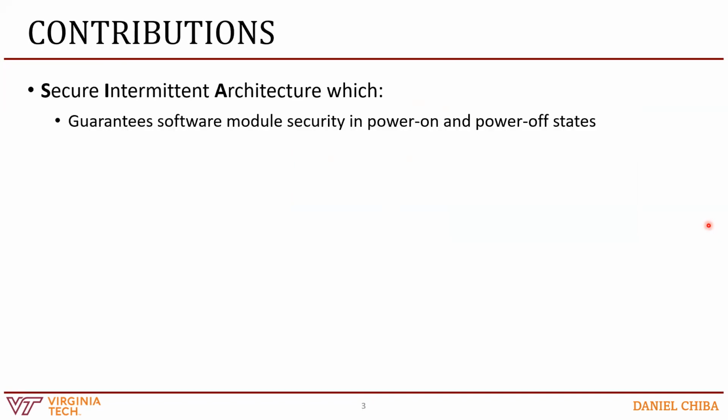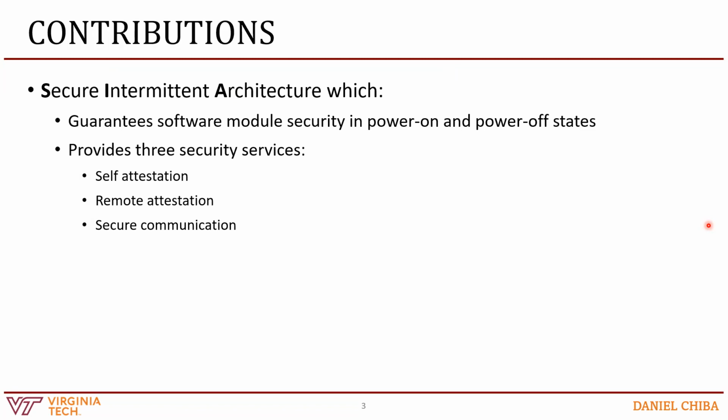So let's look at the main contributions of SIA, whose full form is Secure Intermittent Architecture. It guarantees software module security in both the power on and power off states. Additionally, it provides three security services, which is self-attestation, so that the module that's running can make sure that it hasn't been tampered with while maybe the device was powered off, or maybe even while it was powered on, due to a software bug like a buffer overflow.